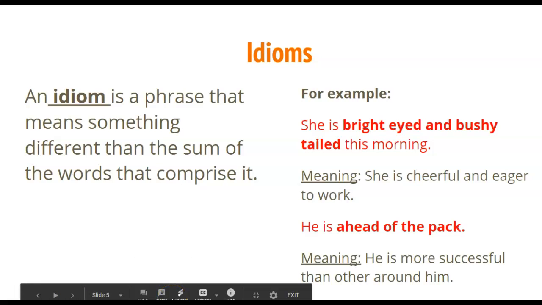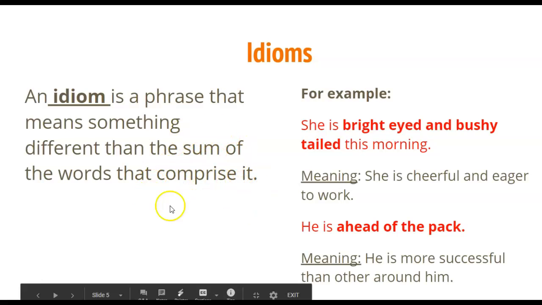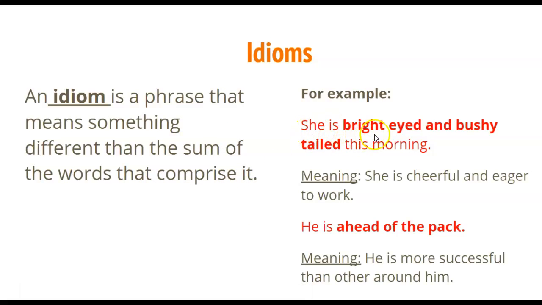An idiom. Idioms are phrases that mean something different than the sum of the words that comprise it. What comprise means is how it's made up. For example, she is bright eyed and bushy tailed this morning. Have you ever heard someone say that? All that means is that she's cheerful and eager to work. It's just another way of saying that she's cheerful and eager.